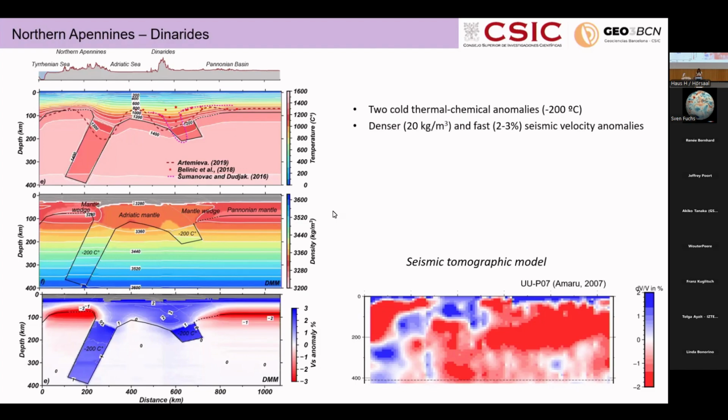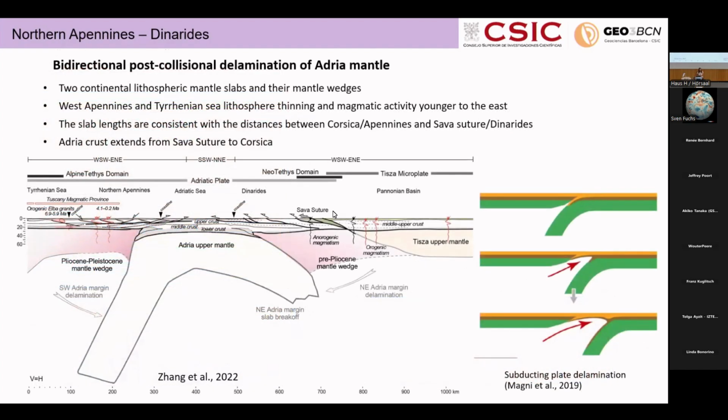Then putting together all this data, elevation, gravity, geoid, topography, and seismic velocity, we finish with this model in the northern Apennines, where we interpret this geometry as a bidirectional post-collisional delamination of Adria mantle.